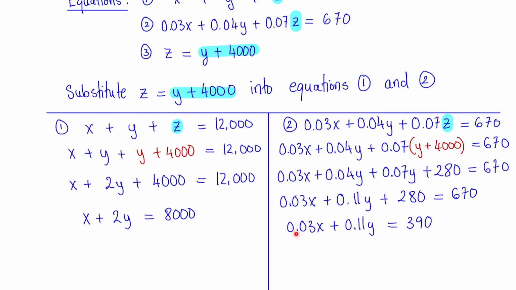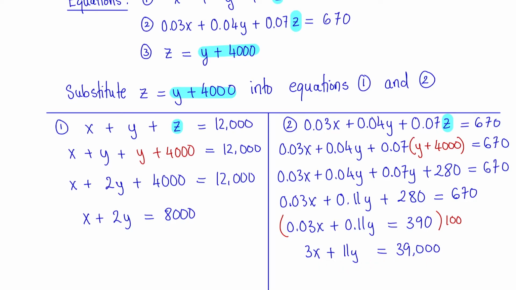Now I can leave it like this. However, later on I will need to use the addition method. So I would prefer to deal with whole numbers rather than decimals. So in order to turn this 0.03 to a whole number, I need to move the decimal point to the right 2 places. That means I need to multiply both sides of this equation by 100. So I have 3x plus 11y equals 39,000. This is my new equation 2.